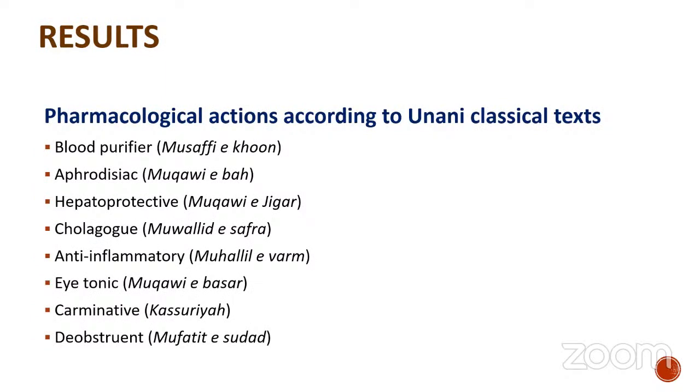There are several actions mentioned in Unani classicals. That is, it acts as a blood purifier, aphrodisiac, and hepatoprotective. It is a very good cholagogue, anti-inflammatory, eye tonic, and carminative, and as well it is a very good deobstruent. Based on these pharmacological actions, Bhangra is used to treat various diseases.